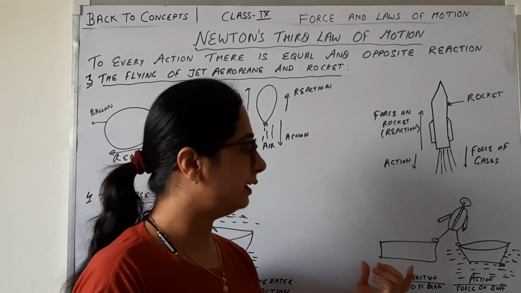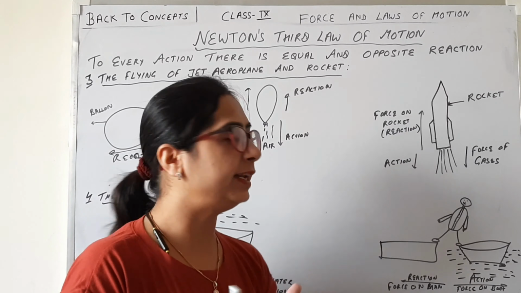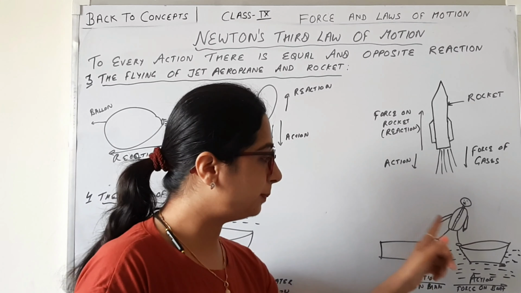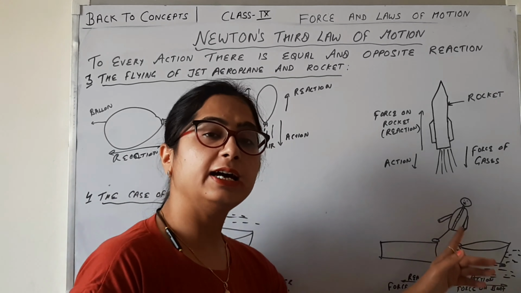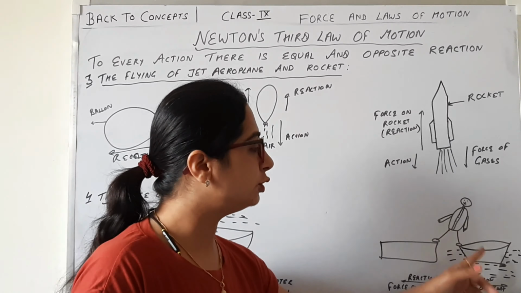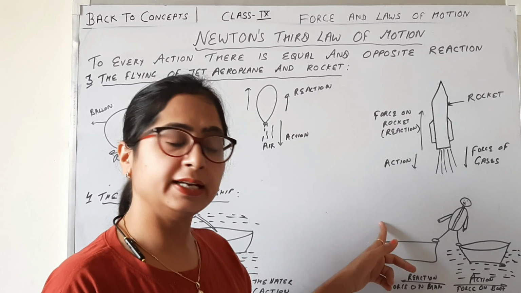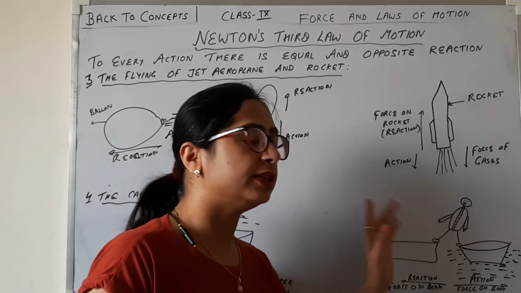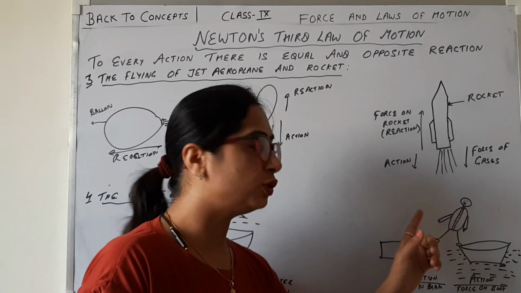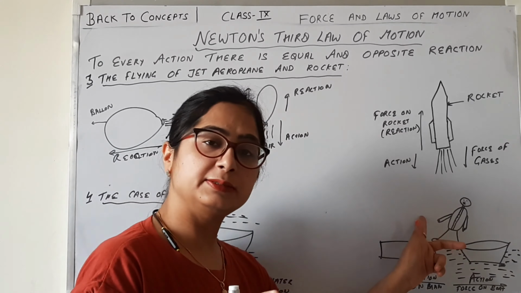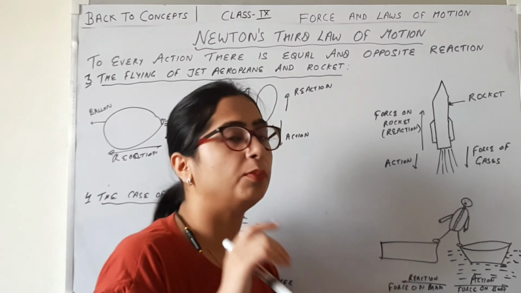So let's take another example. When a person comes out onto the bank of the river, what happens? When this person presses the boat with this foot, the boat exerts an equal and opposite force on the foot, and the person moves onto the bank of the river, and with this force the boat moves in the backward direction. So what is the action? Force on the boat applied by this man, and what is the reaction? Force on the man by the boat.